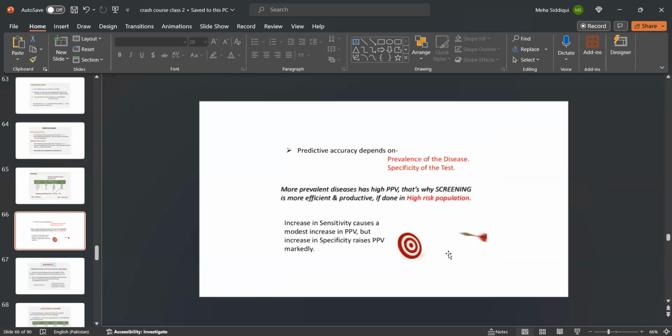So predictive accuracy depends on the prevalence of the disease and the specificity of the test. These are the two main factors that affect the positive predictive value: an increase in specificity and an increase in prevalence. They markedly increase the positive predictive value.